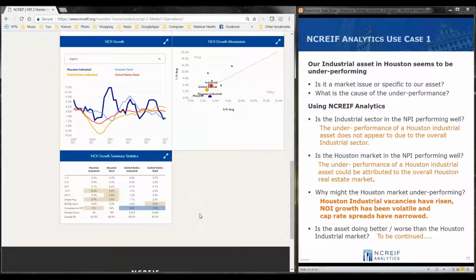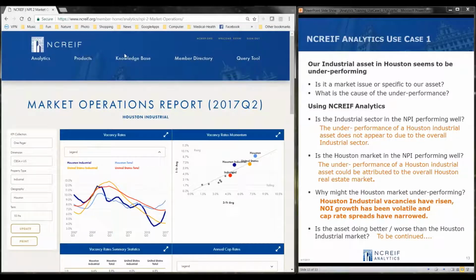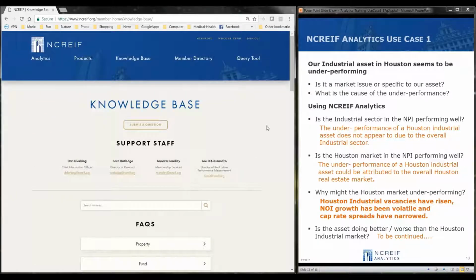In summary, Houston vacancies have risen, cap rate spreads have narrowed, and NOI growth is high and very volatile. Are these trends affecting your property? Is your asset tracking the market? We'll answer this question on another day.